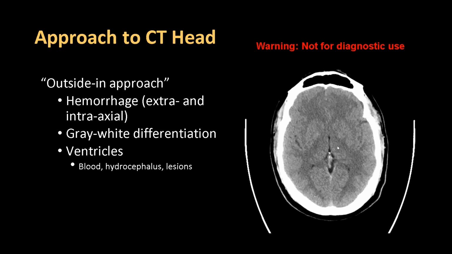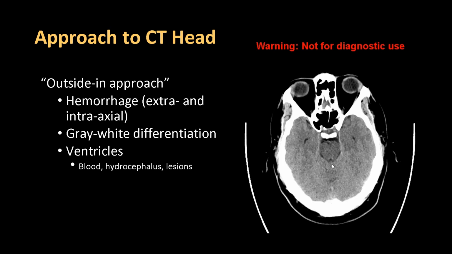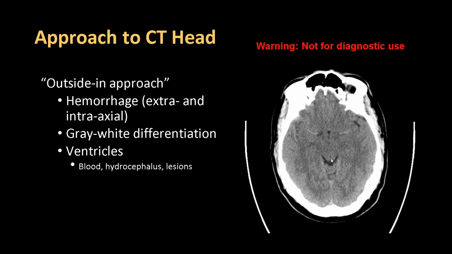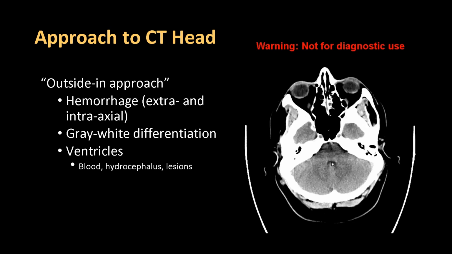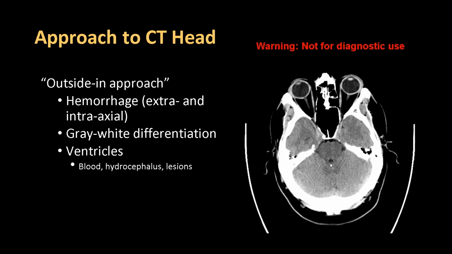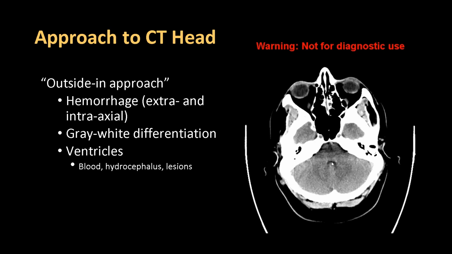So I want to make sure I look at the lateral ventricles, but don't forget about your third ventricle between the thalami. Don't forget to scan along the aqueduct to make sure there's no obstructing lesion. And don't forget to follow it into the fourth ventricle and make sure the fourth ventricle is also normal in caliber.